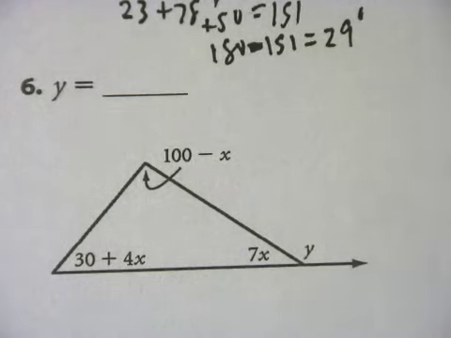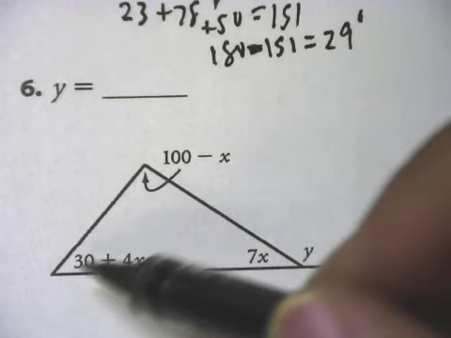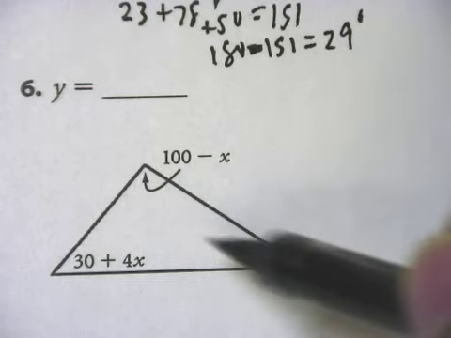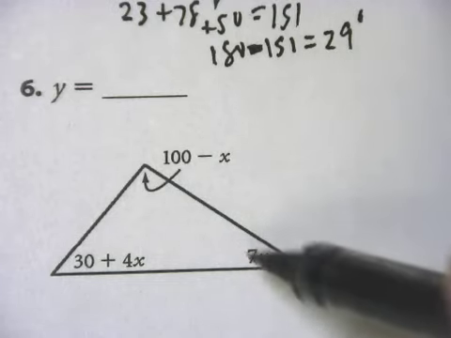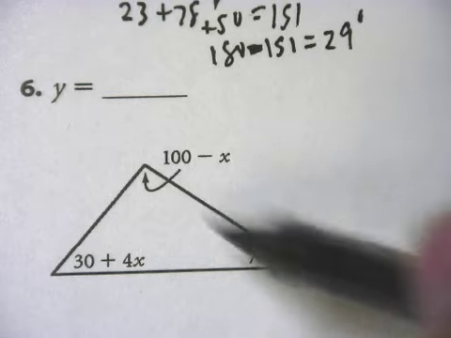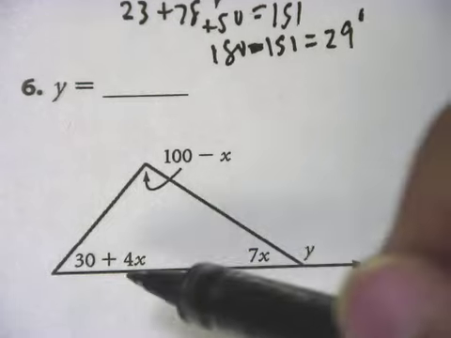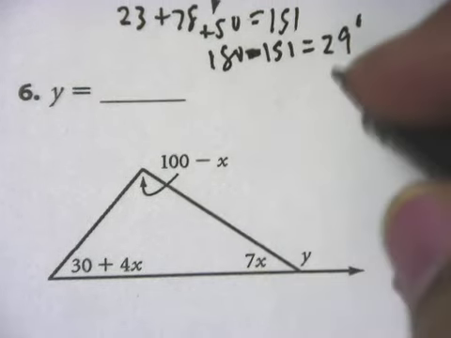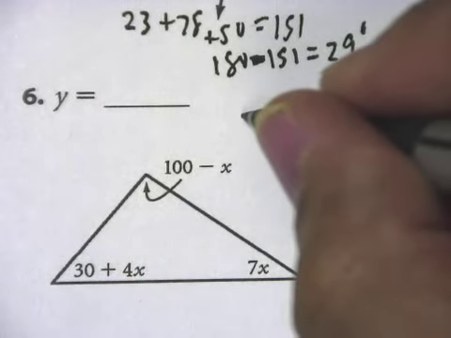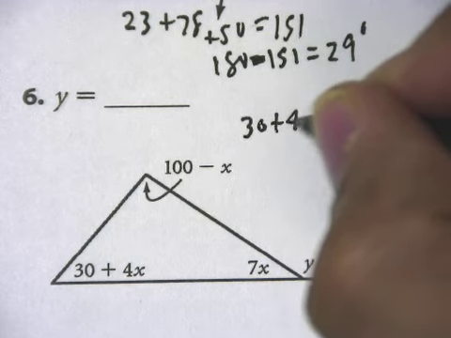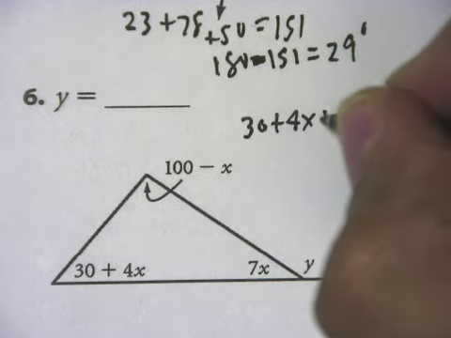Number 6. You might have chosen to skip number 6 right now, and I don't blame you if you did, but you didn't have to if you didn't want to. Okay? Let's take a look at number 6. Here, I have these three angles on the interior of my triangle, and I know that these three angles, if I add them together, add up to how much? How many degrees are inside a triangle?